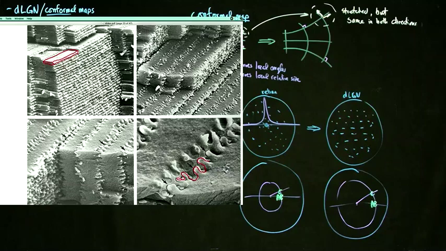It starts off, remember, as just a little in-pocketing. It forms a little vesicle, but it eventually turns into this picture.